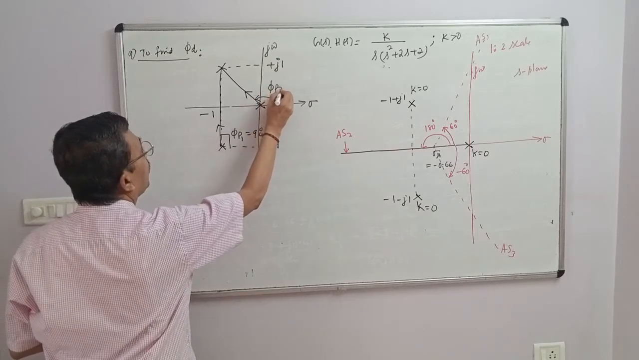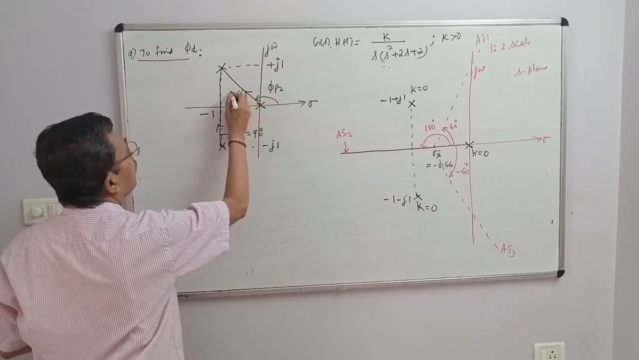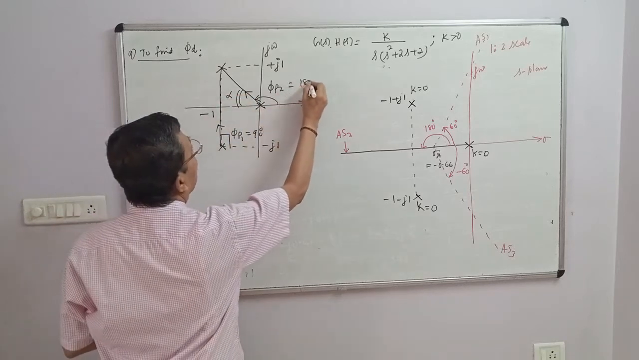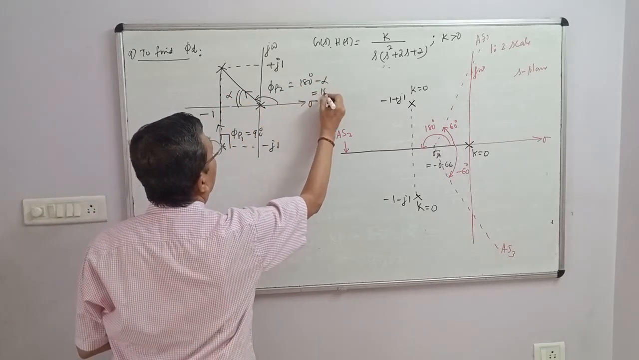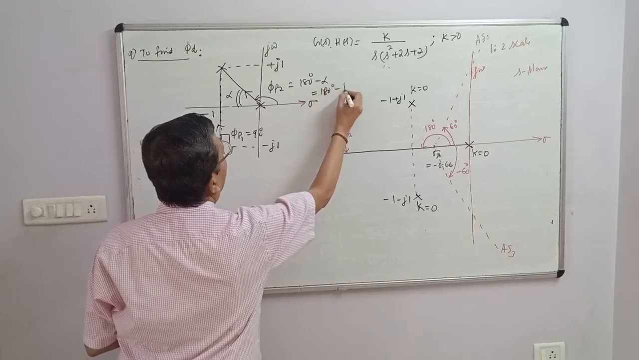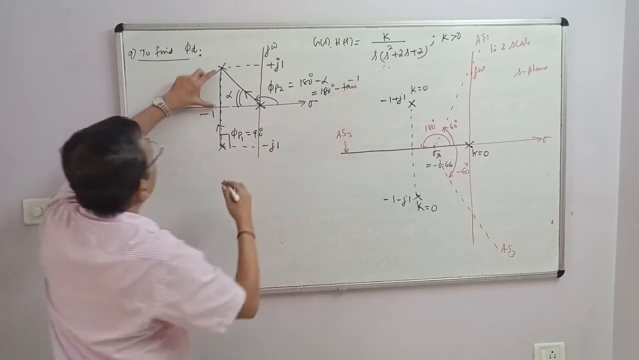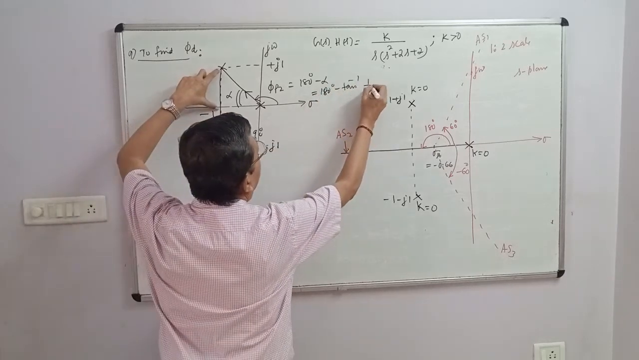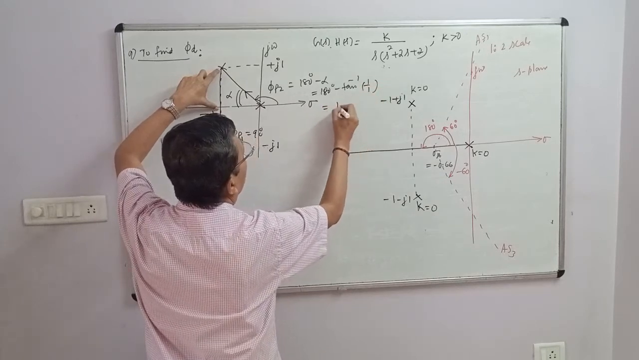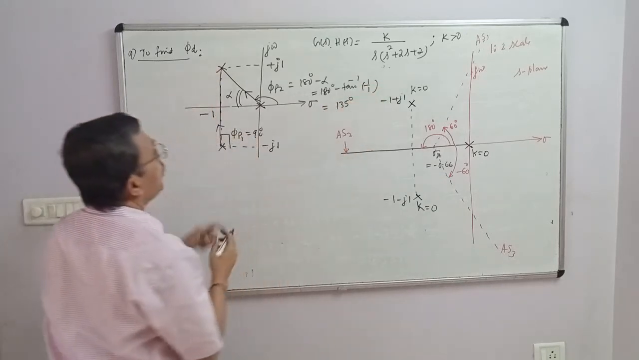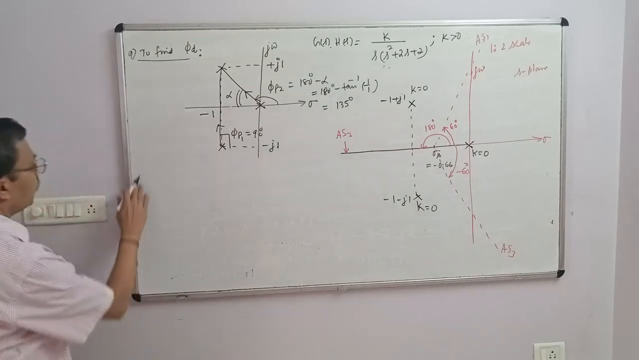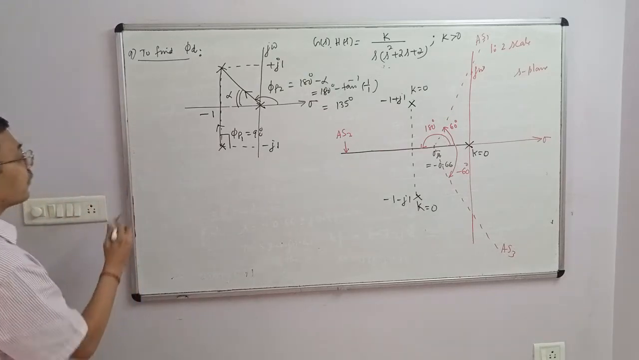This angle is phi p2. This angle is alpha. Phi p2 is 180 degrees minus alpha. What is alpha? Alpha is tan inverse of opposite side 1 over adjacent side 1. Tan inverse of 1 is 45 degrees. So you get phi p2 equal to 135 degrees. Now use the formula.